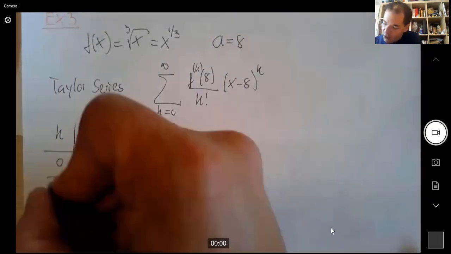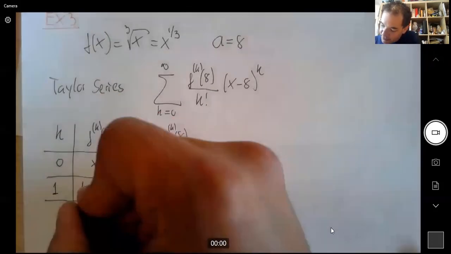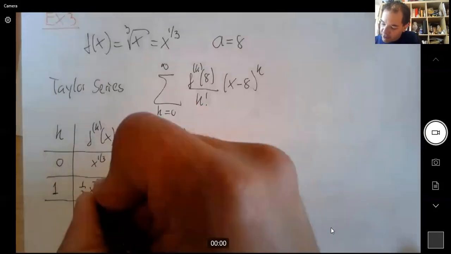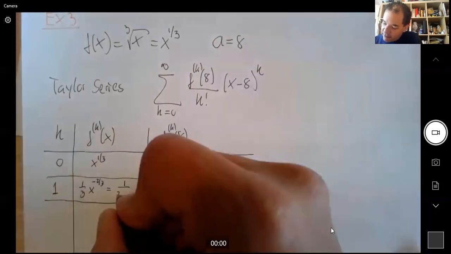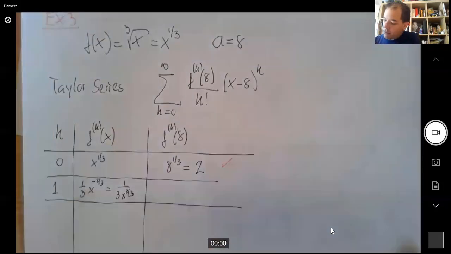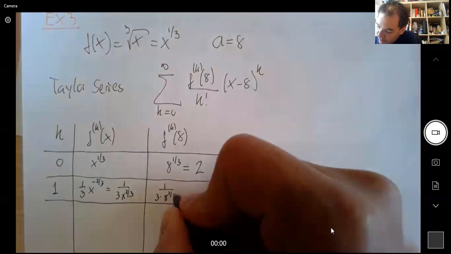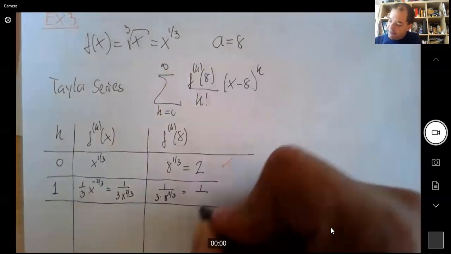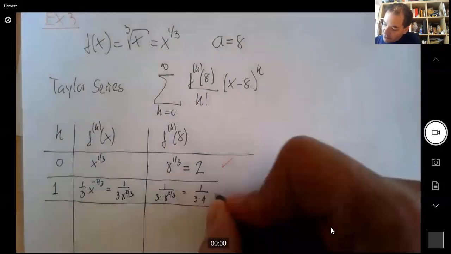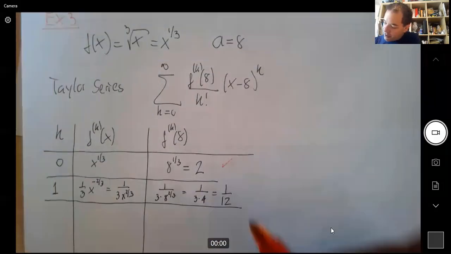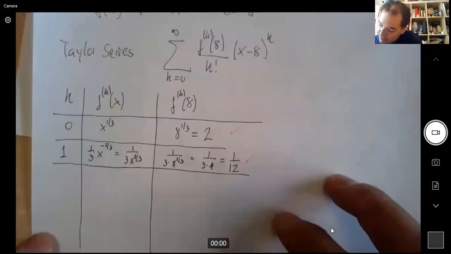Moving on, first derivative. The first derivative is 1/3 x to the 1/3 minus 1. That's negative 2/3, right? In other words, 1 over 3 x to the 2/3. And when we plug in 8, we get 1 over 3 times 8 to the 2/3. And 8 to the 1/3 is 2, 2 squared is 4, so this is 1 over 3 times 4, or 1/12. And we're in great shape. We have 2 non-zero terms. All right, keep going. Second derivative.